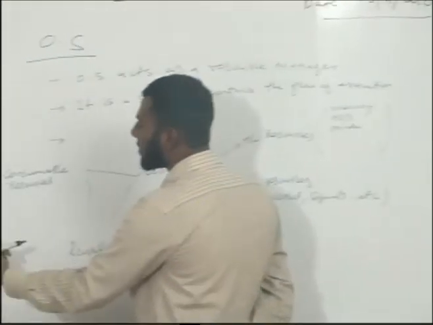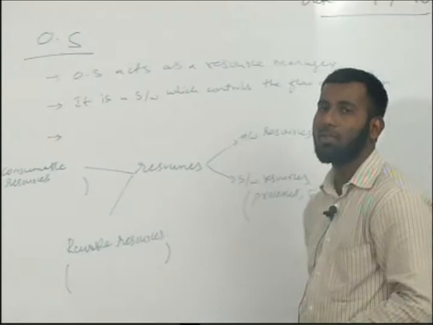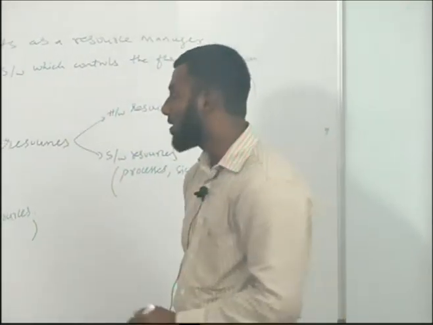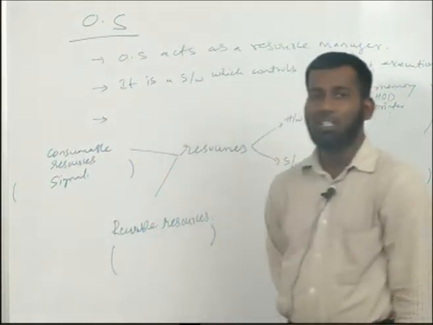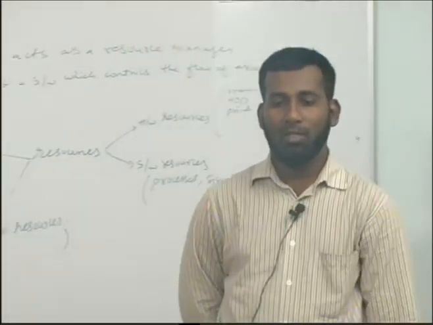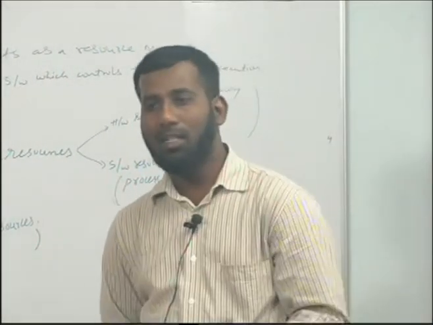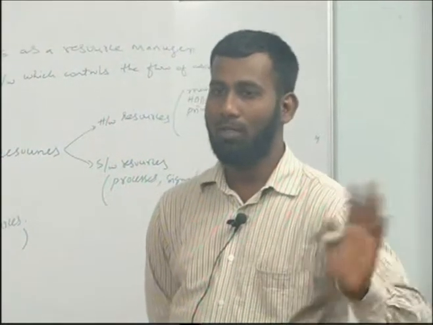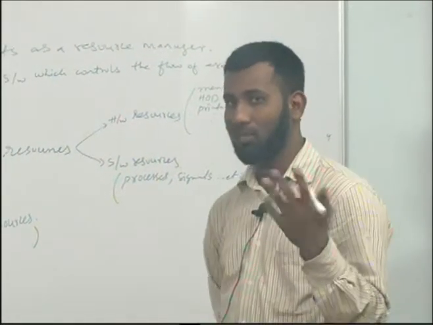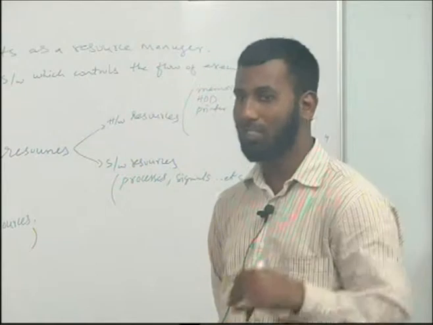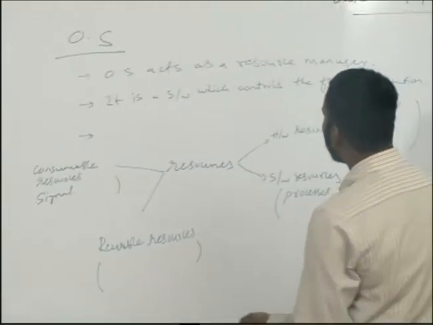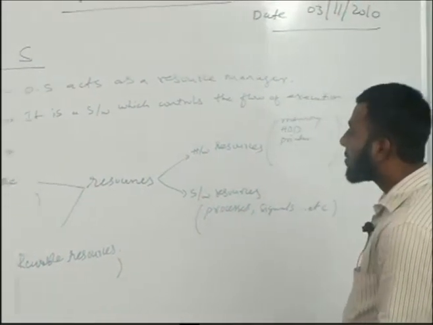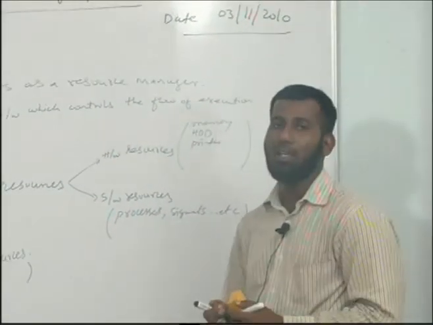Consumable resources, I think the good example would be signals. Once they are generated, they are consumable. If you handle that signal, it's okay. Otherwise, it simply gets ignored, and you cannot regenerate the same signal. Another signal of the same type can be regenerated, but that signal was consumed. So the duty of the operating system is to manage all of these resources efficiently and effectively.